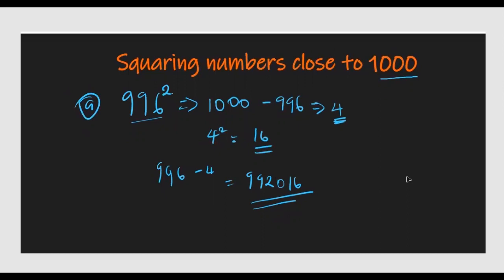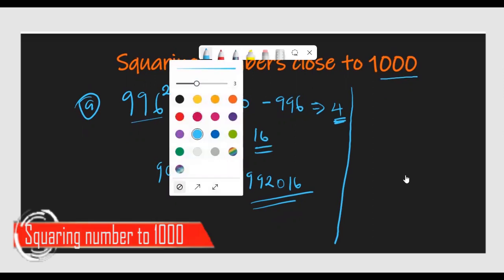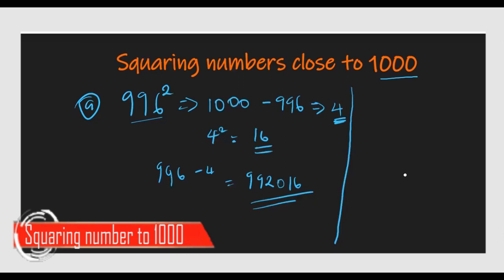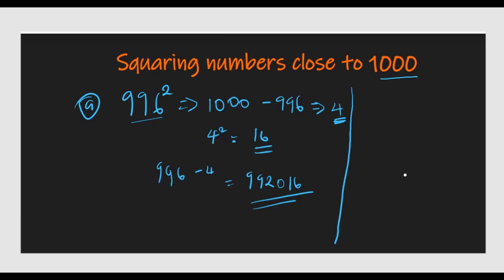Let's look at another number, and for that I will take another color so that we have a clear distinction. Let me take white. Let's try another number. Say you have 976, and this one becomes our B. So, 976 squared. The same procedure applies.